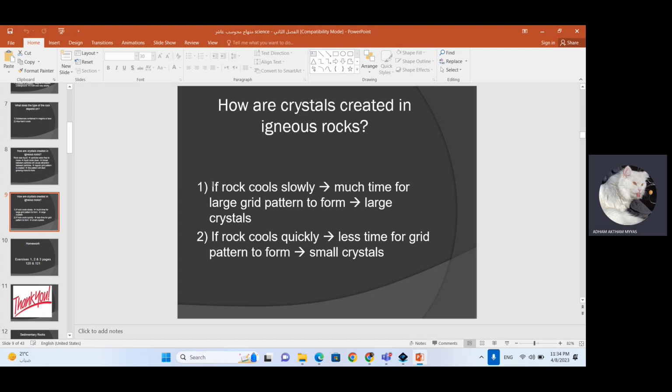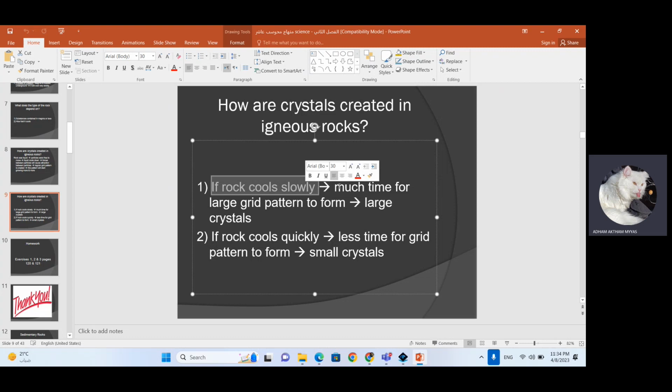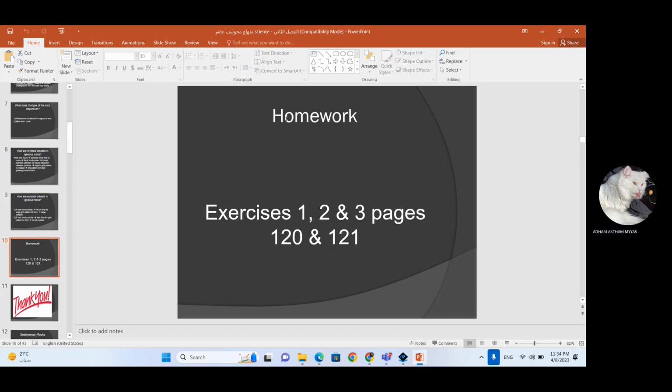If the rock cools down slowly, there is much time for a large grid pattern to form, so that will cause large crystals. If it cools quickly, there is less time, so the pattern will form small crystals.